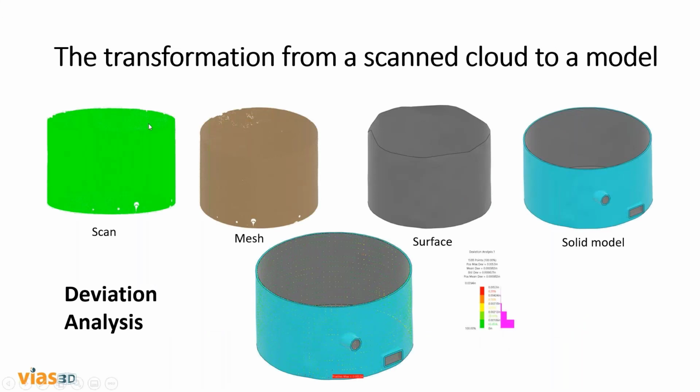So what we do is we bring the scan points in, we create a mesh on it, we create a surface, we trim that surface and put some features in there, and then turn it into a solid model. And then we can even do a deviation analysis from the original scan to ensure that the model that we're looking at actually represents the scan.